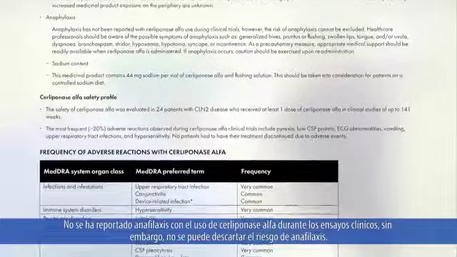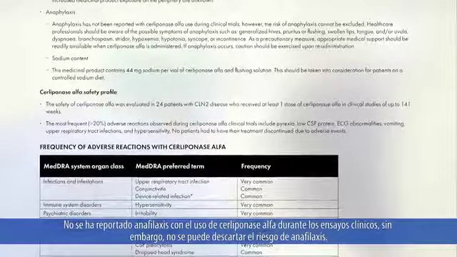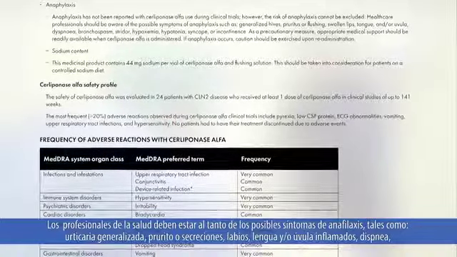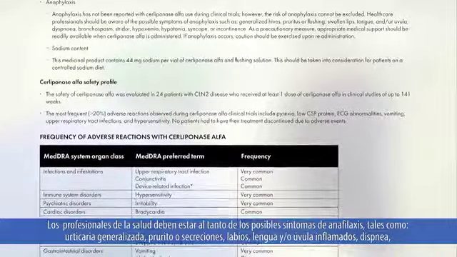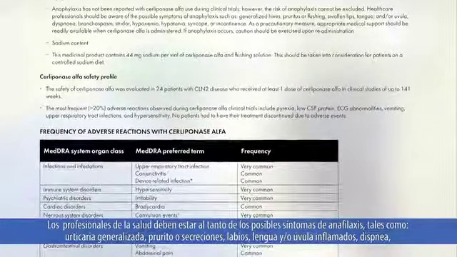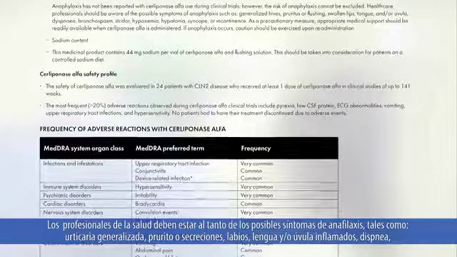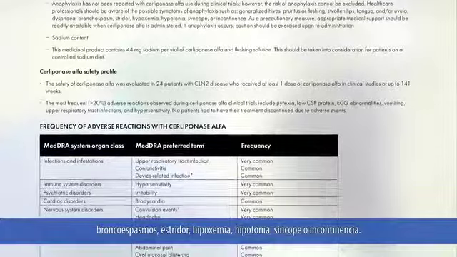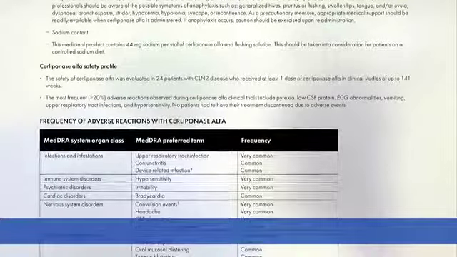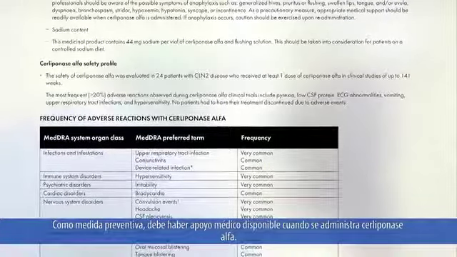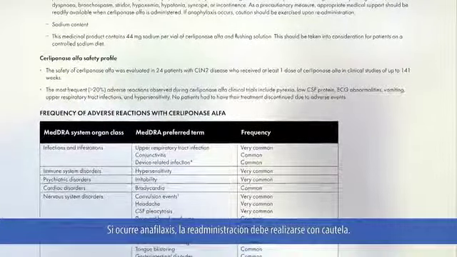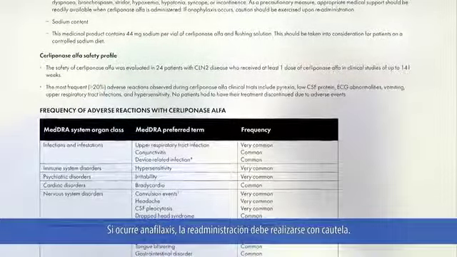Anaphylaxis. Anaphylaxis has not been reported with solipinase alpha use during clinical trials. However, the risk of anaphylaxis cannot be excluded. Healthcare professionals should be aware of the possible symptoms of anaphylaxis, such as generalized hives, pruritus or flushing, swollen lips, tongue and/or uvula, dyspnea, bronchospasm, stridor, hypoxemia, hypotonia, syncope or incontinence. As a precautionary measure, appropriate medical support should be readily available when solipinase alpha is administered. If anaphylaxis occurs, caution should be exercised upon re-administration.